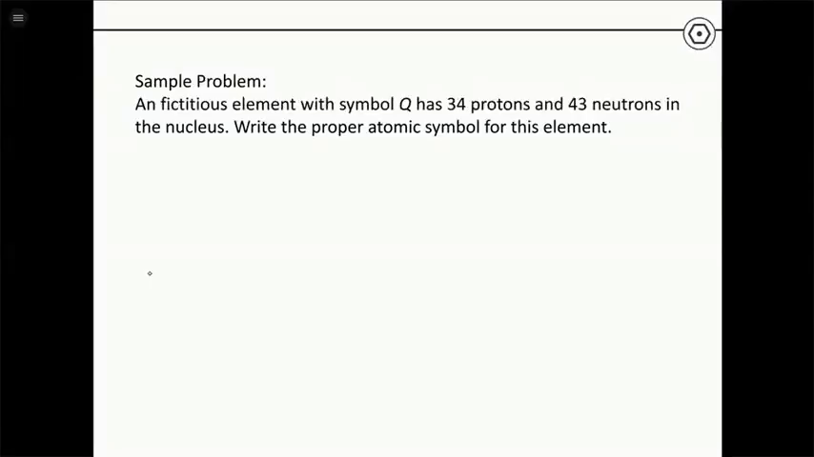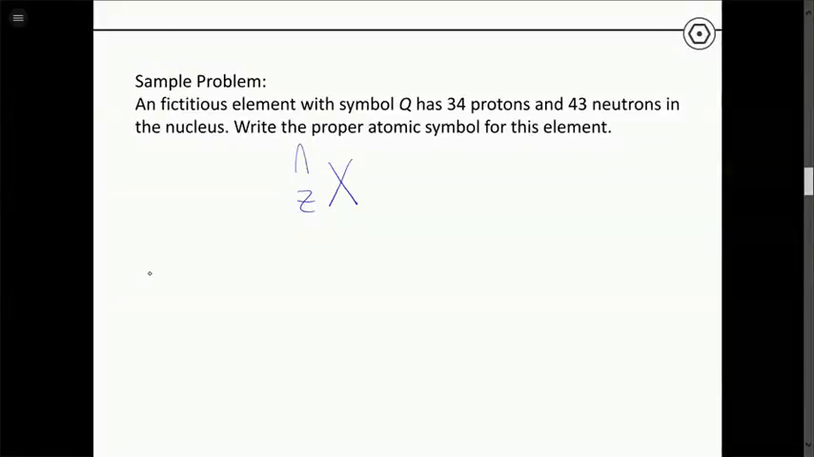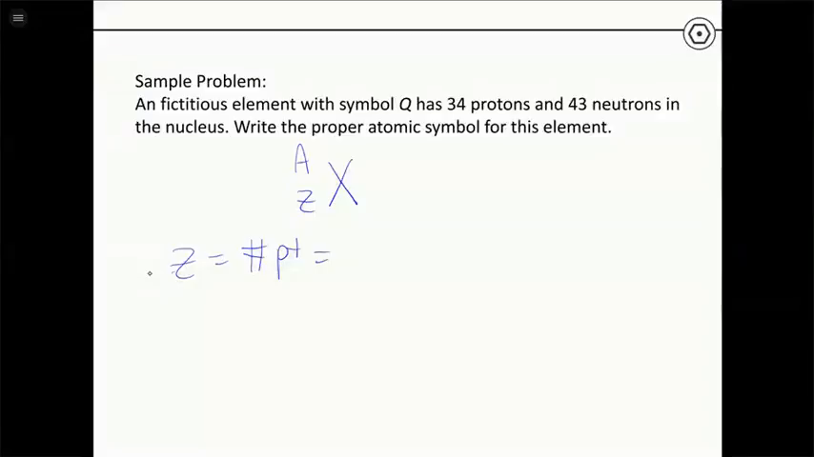So now we're working backwards, essentially. And remember the anatomy for an atomic symbol. We have the abbreviation, or the symbol in the middle, and then we have these 2 numbers on the left, where Z is the number of protons. This is typically the easy one to get at. And here we're telling you directly in the problem that we have 34 protons, so that's going to be Z, which is the number of protons in the nucleus.